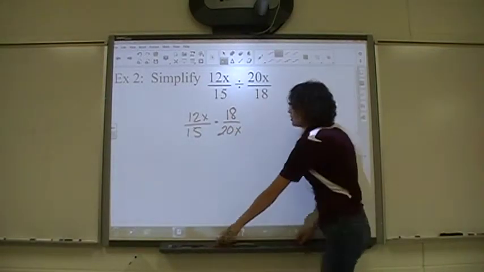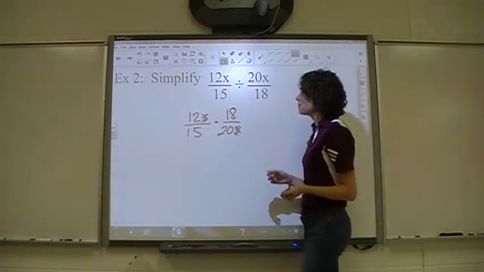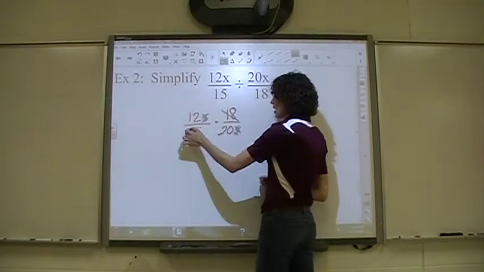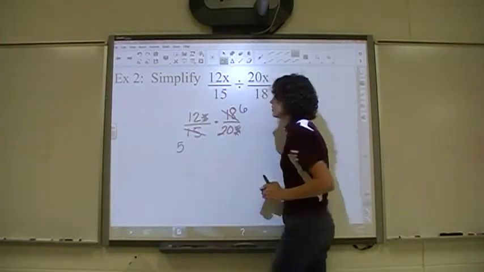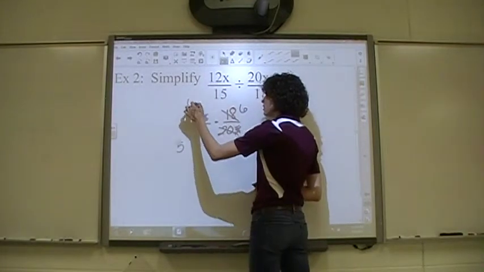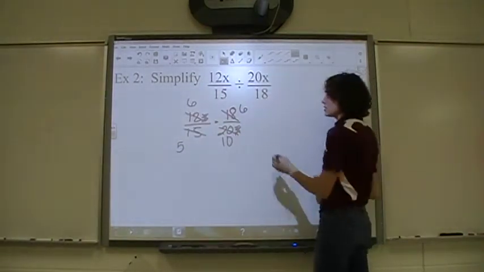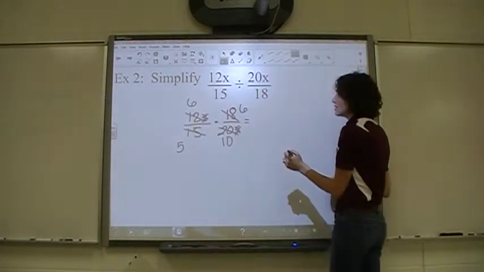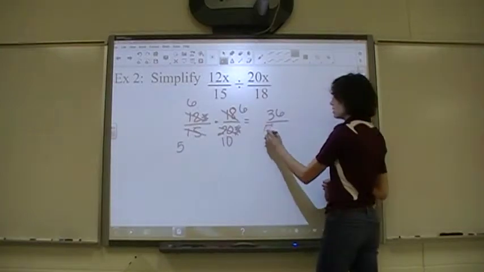So in this case, you can cancel these x's out because they're on opposite levels. Then you can also take a 3 out of 15 and 18, and you're left with 6 and 5. Then out of 20 and 12, we can take out a 2, and you're left with 6 and 10. Alright, things are getting kind of messy, so let's go ahead and multiply. 6 times 6 gives me 36, and then 5 times 10 gives me 50.